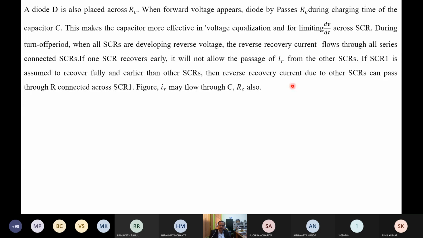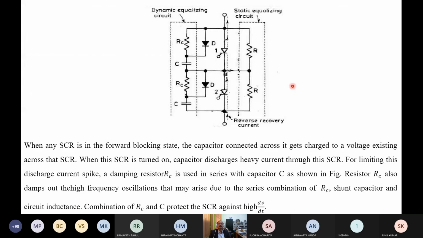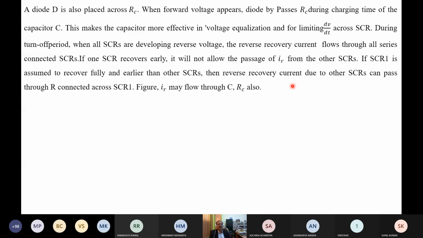You understand the role of static equalizing circuit and dynamic equalizing circuit. So this is the way you study and ask me in the next class, Friday.